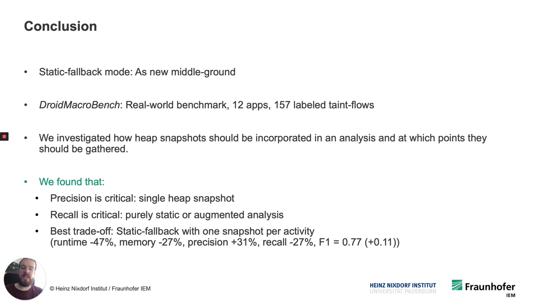We found that if precision is critical, a single heap snapshot taken at the start of an app might be the strategy to choose. In case recall is critical, however, a purely static analysis or an augmented version still yields the best results. Finally, compared to the fully static approach, static fallback achieved the best trade-off between precision, recall, and runtime performance. It heavily reduces analysis time and memory consumption, and furthermore, it increases precision by about a third while losing less than a third of recall on average. This results in the overall best F1 score of 0.77.